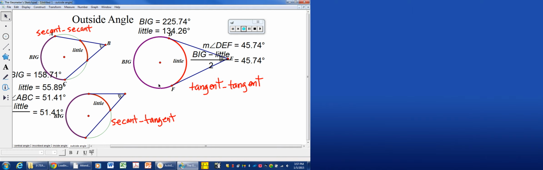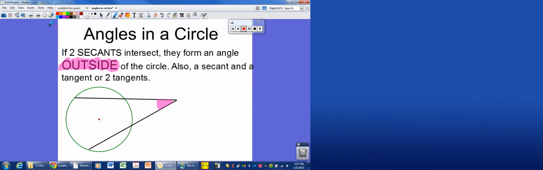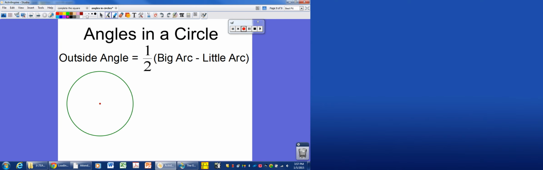And of course, these two arcs will always add up to 360. These arc measures add up to 360. So if you know a couple of them, you can find out what the other ones are using your deductive reasoning and brilliant brains. So let's go back to here and write this down. So the relationship, and that's what we're looking for. The outside angle is half of the big arc minus the little arc.